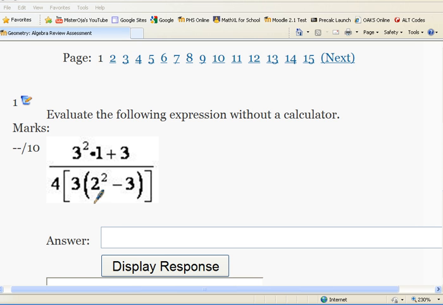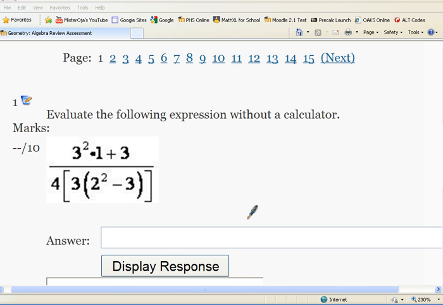So we're going to start off with the inner parentheses, right? So on the bottom, we're going to get 4 times the quantity, 3 times whatever's in here. Well, what's in there? What's 2 squared? 4. Okay, so I get 4 minus 3. What's that? 1. So that whole set of inner parentheses just reduces down to a 1.